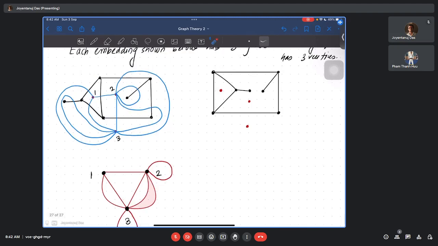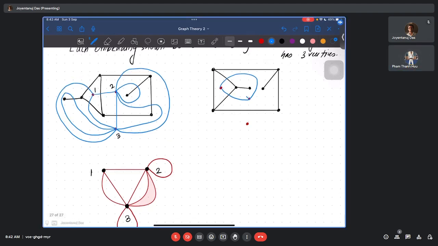Now let us see the dual of this one. This has a connection with this because of this edge. This has a connection with this, right? Now this is inside this one, so this is a loop. Now this one is again a loop, right?